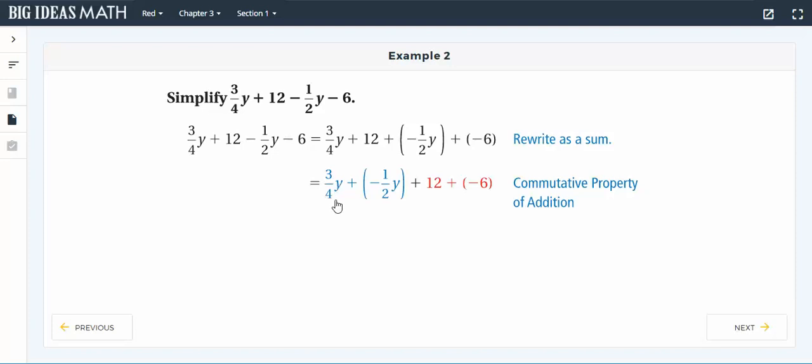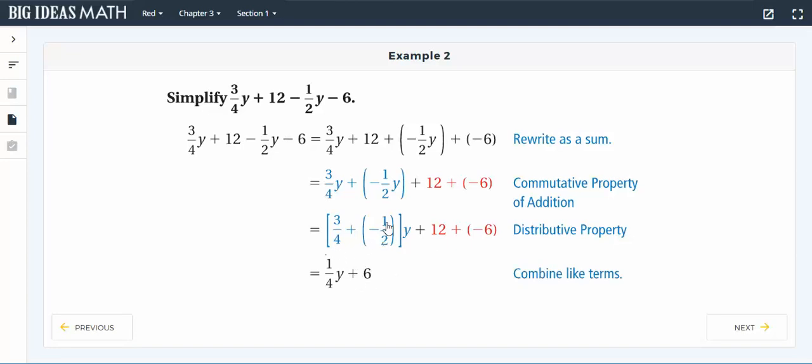So your 3/4 y plus your negative half y can be combined, and these 2 can be combined because they're the constants. So you have 3/4 plus a negative half y plus 12 plus a negative 6. So this is like 2/4. So 3 plus a negative 2 is 1/4 y, and then 12 plus a negative 6 is 6. So that's your answer to that.